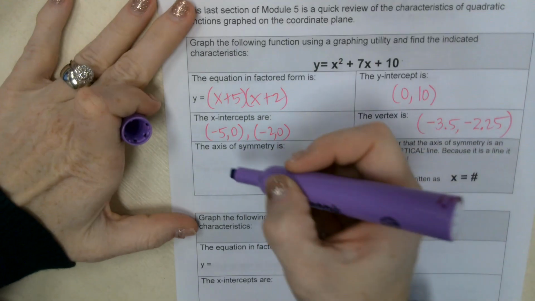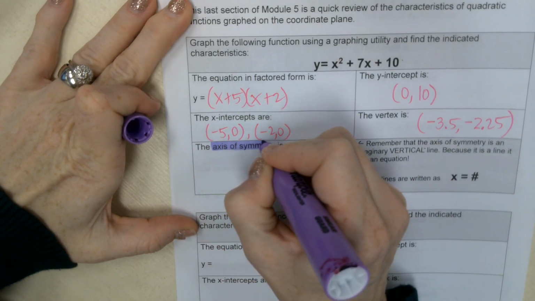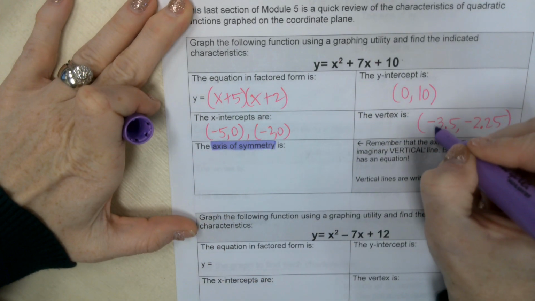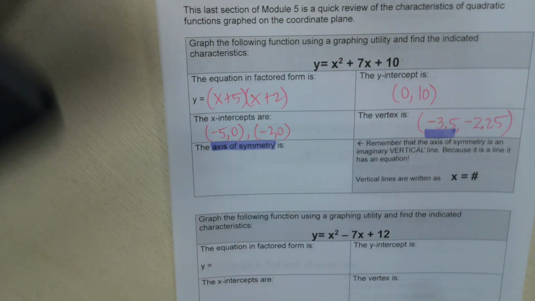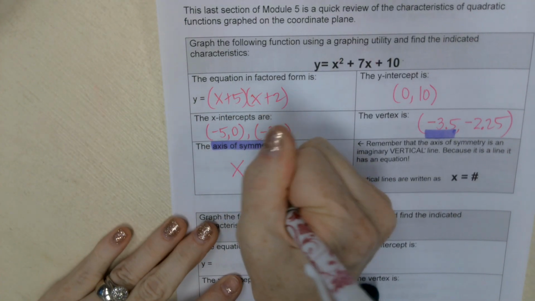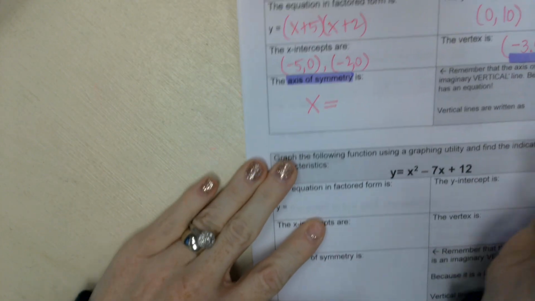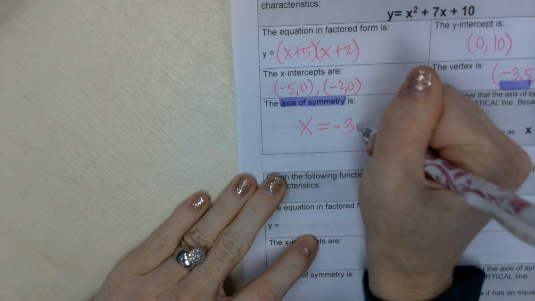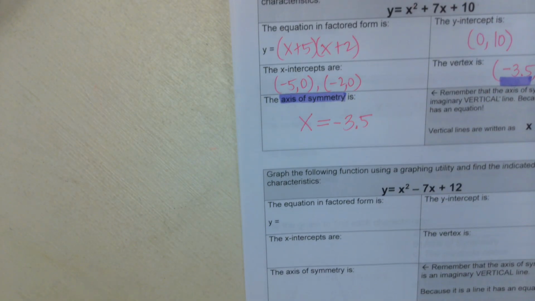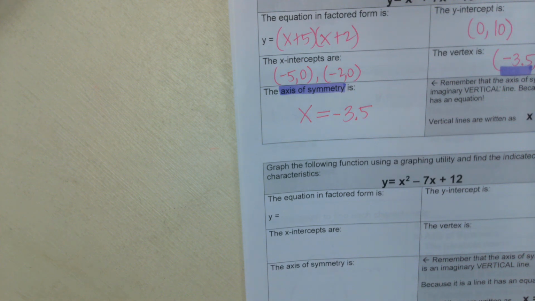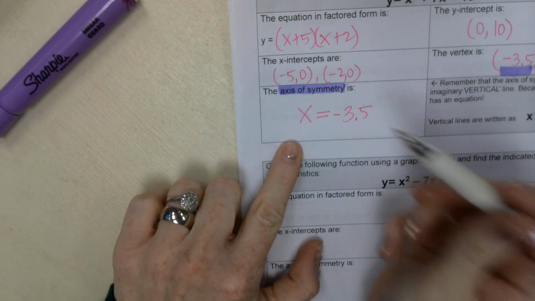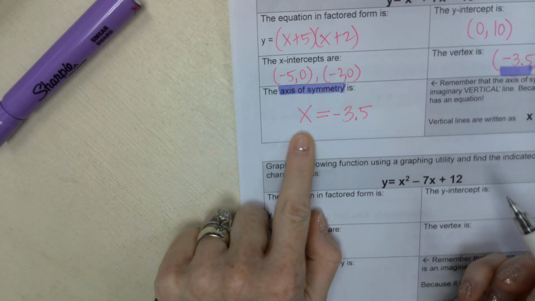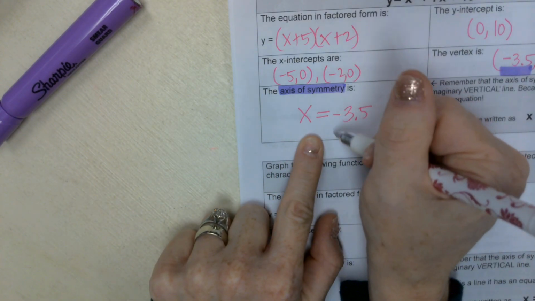And your axis of symmetry is a vertical line that goes down through the x coordinate of your vertex. But it has an equation. It's x equals. So it's going to be x equals negative 3.5. If you do not type in the x equals, it's not going to give you full credit. But look on the system and see if it has the x equals out to the side and then the box.